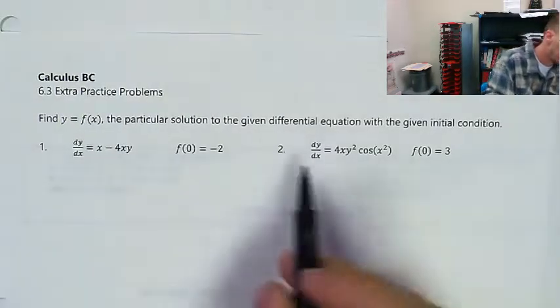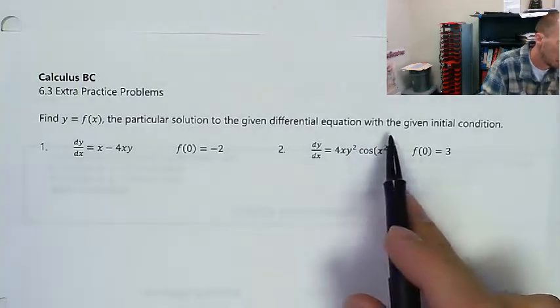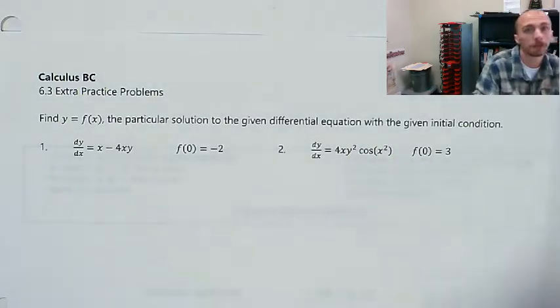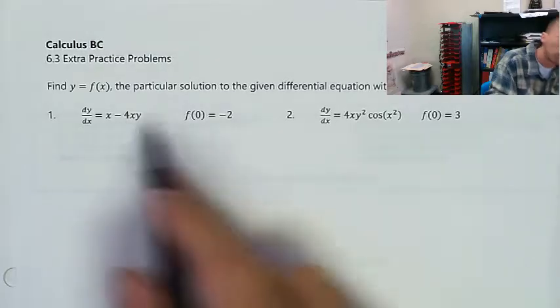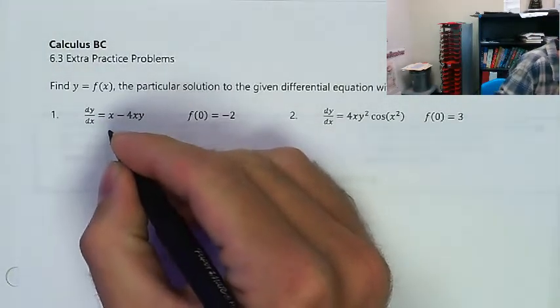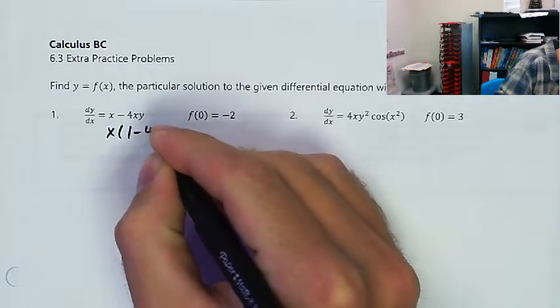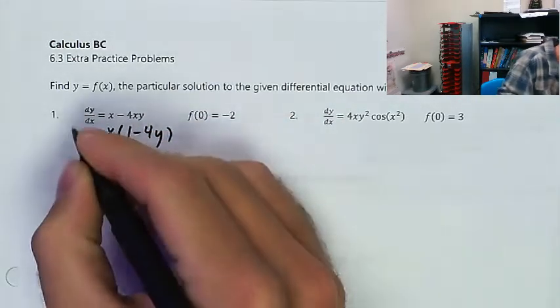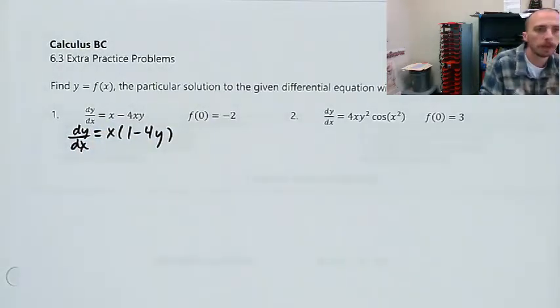Let's do some separation of variables. Find y equals f of x, the particular solution to the given differential equation with the given initial condition. That's the code word for do separation of variables. Okay, but this doesn't look separable, right? I need to factor it so it does look separable. So I'm going to factor out an x, and I'll be left with a 1 minus 4y times dy dx.